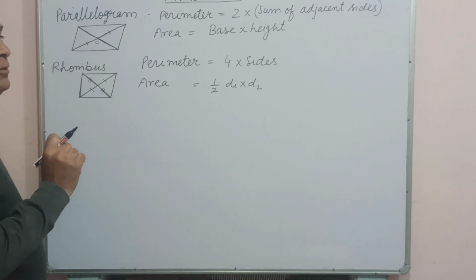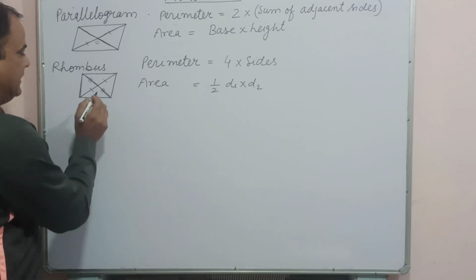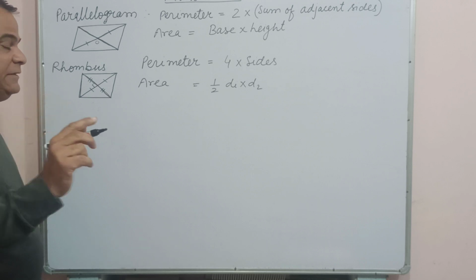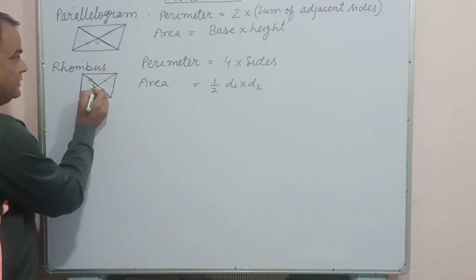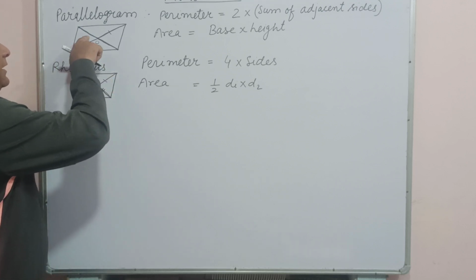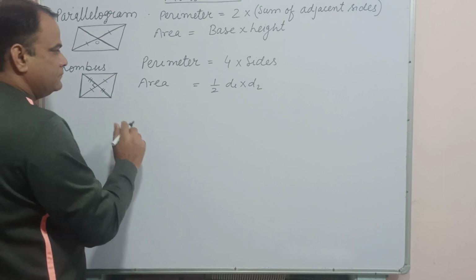One more thing to know about these two diagonals, only in a rhombus and a square, the diagonals bisect at 90 degrees. It means they are perpendicular to each other, but in a rectangle and a parallelogram there is no right angle, they are not perpendicular but bisect each other.